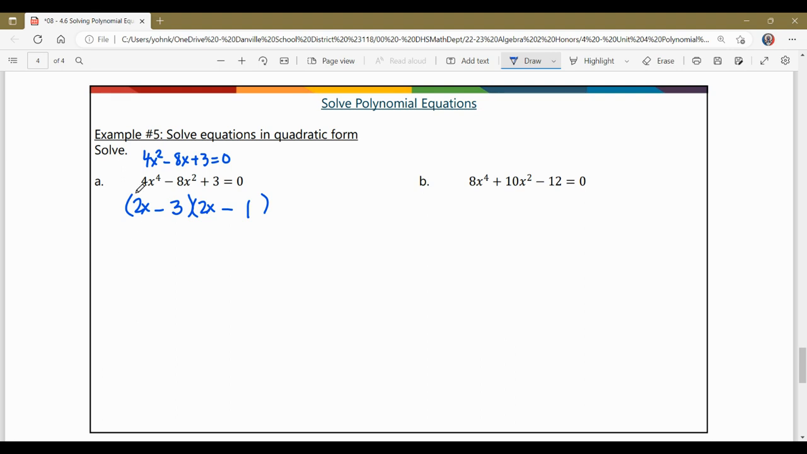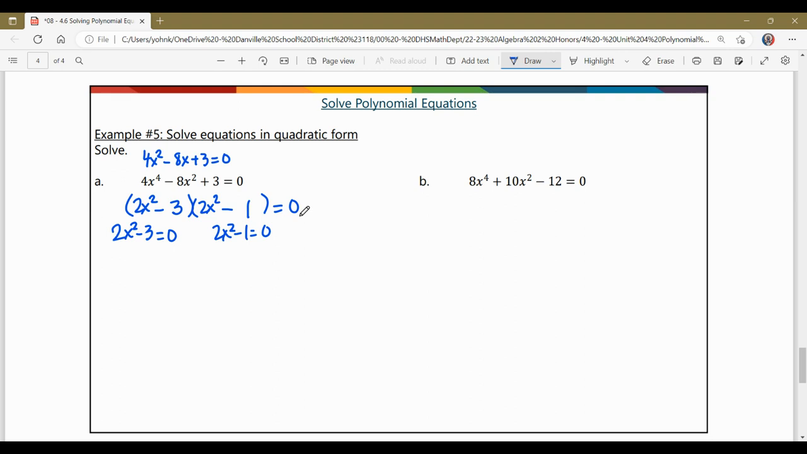Okay, well, watch this, kids. Ready? I'm going to put a square here by the x. I'm going to put a square here by the x. Now 2x squared times 2x squared is 4x to the fourth. Outside gives us negative 2x squared. Inside gives us negative 6x squared. That's negative 8x squared. And I multiply to get 3. Well, once I have it factored, I can set each of them equal to 0. So 2x squared minus 3 equals 0, and 2x squared minus 1 equals 0.